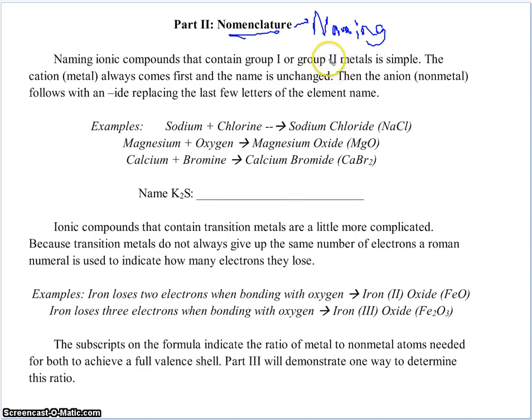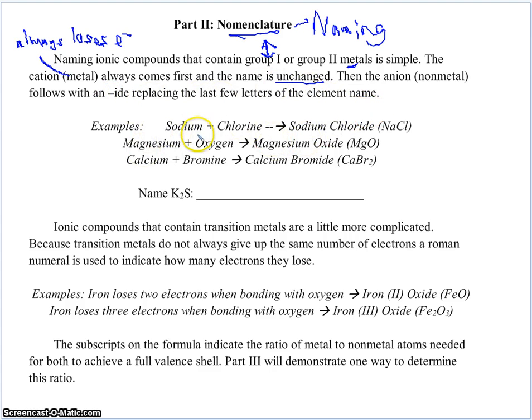That contain group 1 or group 2. So I know group 1, group 2, those are up and down the periodic table. Metals is simple. The cation, which is the metal, always loses electrons. It always comes first and the name is unchanged, so the metal stays the same. Then the anion, which is the nonmetal, follows with an -ide replacing the last few letters of the element name.